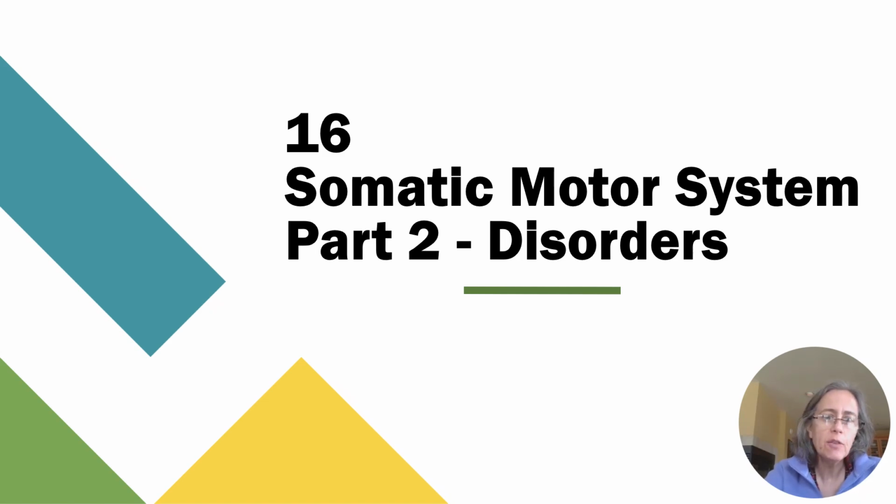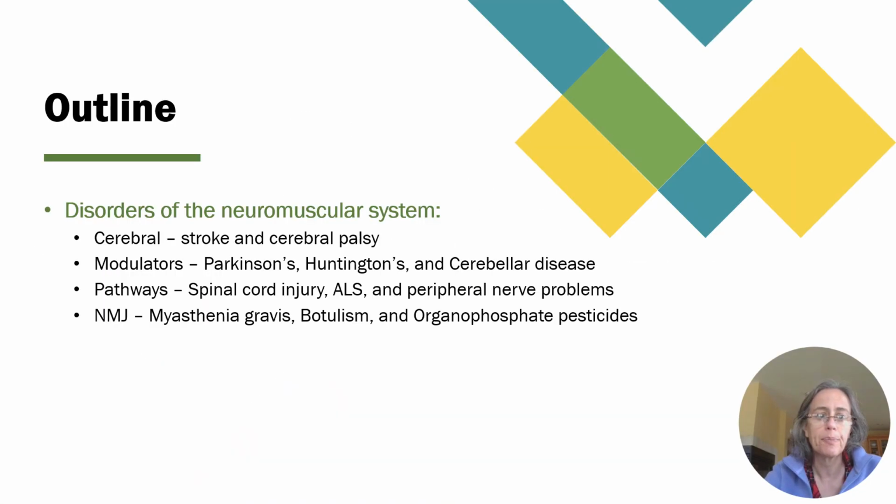In lecture 15, we learned about how the somatic motor system works, everything from starting with the motor cortex and ending down at the neuromuscular junction. So what we're going to do in lecture 16 is talk about disorders, neuromuscular disorders, because it gives us a really unique opportunity to review the normal physiology and see what happens when it doesn't work correctly.